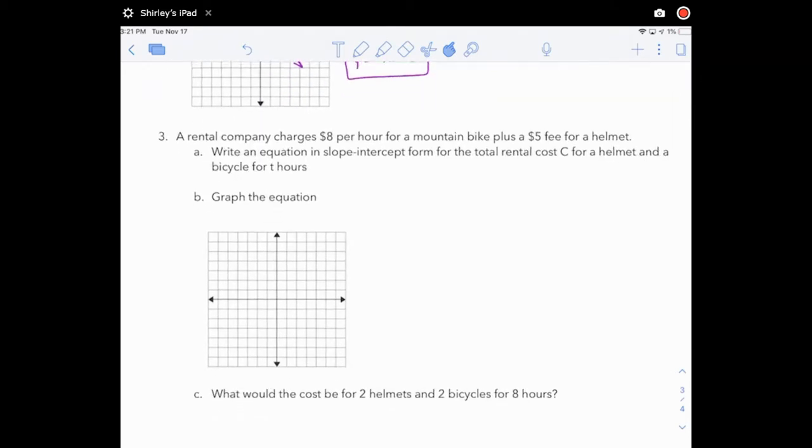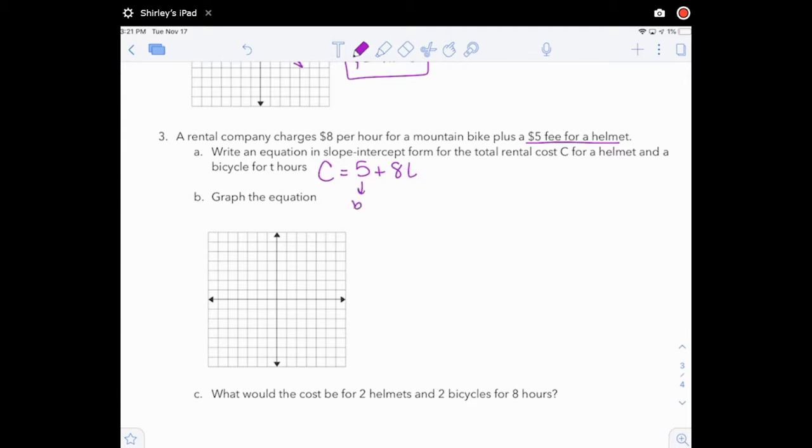A rental company charges $8 per hour for a mountain bike, plus a $5 fee for a helmet. Write an equation in slope-intercept form for the total rental cost C. So I have C equaling, and a bike for T hours. So you have a $5 fee plus an $8 fee per hour. So there's my equation. I'm going to graph it.